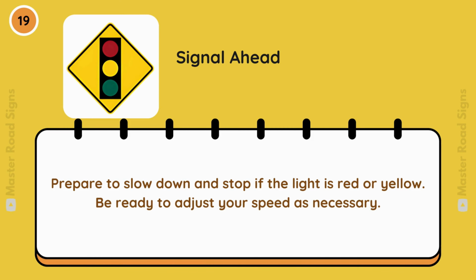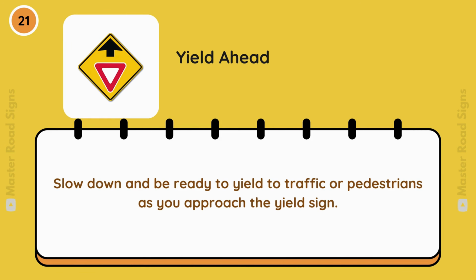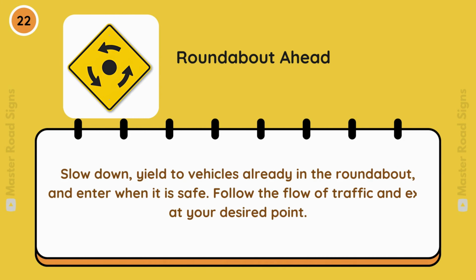Signal ahead sign. Drivers must prepare to slow down and stop if the light is red or yellow. Be ready to adjust their speed as necessary. Stop ahead sign. Drivers must reduce their speed and prepare to stop completely at the upcoming stop sign. Yield ahead sign. Drivers should slow down and be ready to yield to traffic or pedestrians as they approach the yield sign. Roundabout ahead sign. Drivers must slow down, yield to vehicles already in the roundabout, and enter when it is safe. Follow the flow of traffic and exit at the desired point.